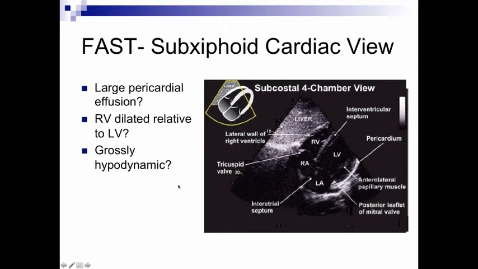So just kind of touching on this briefly, because our focus is on abdominal imaging, you can use this in the context of a hypotensive patient to ask, is there a large pericardial effusion? Is the right ventricle significantly dilated relative to the left ventricle, or is the ventricular function grossly hypodynamic?